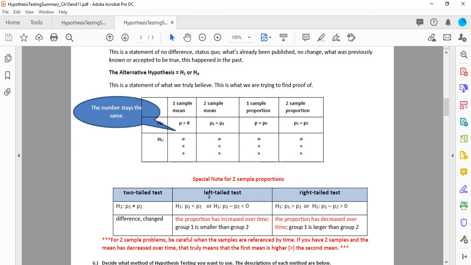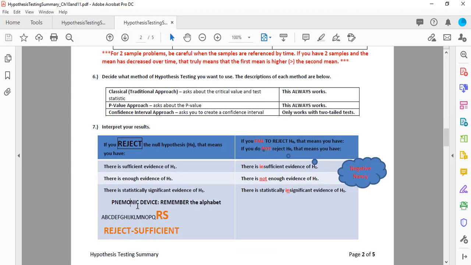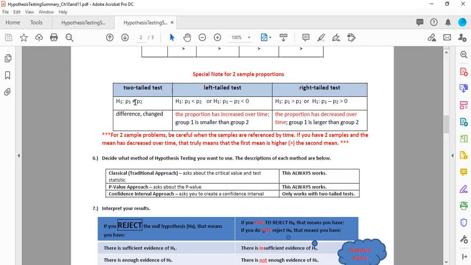And I have some special notes in red for you about two sample proportions. So one note is you can write two samples two different ways. So you can leave both of the symbols on both sides, or you can move the symbol to the other side. So here, just imagine if we solve this. So this is p sub 1 minus p sub 2 is not equal to 0. So it just depends on your software that you're using and how it's going to be written out.